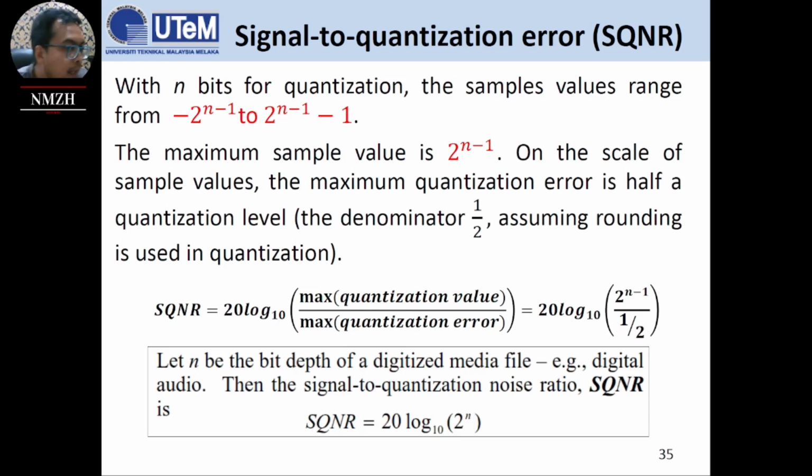Okay. So the SQNR over here is 20 log 10 of the maximum quantization value over the maximum quantization error. Okay, equal to 20 log 10 of 2^(n-1) over half. So we can simplify this equation by putting the 2 upstairs. Then 2^(n-1) times 2 is 2^n, so the 2 cancels. So what we have is 20 log 10 of 2^n. So this is basically the signal to quantization error, guys. Okay.